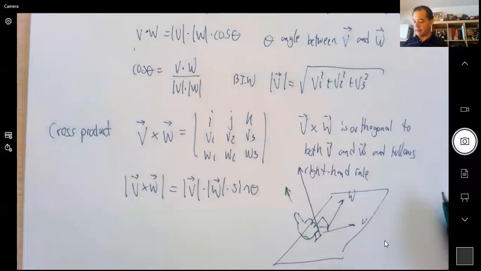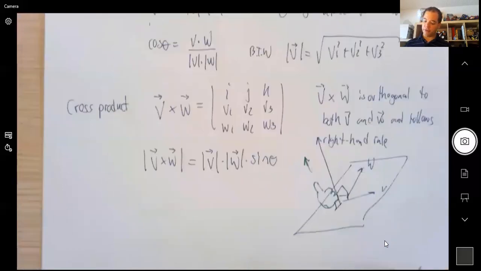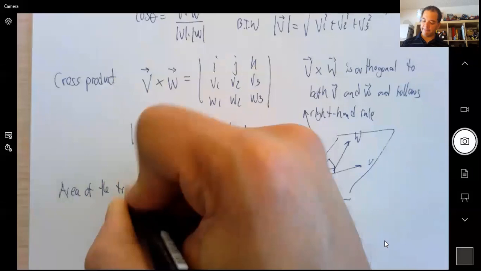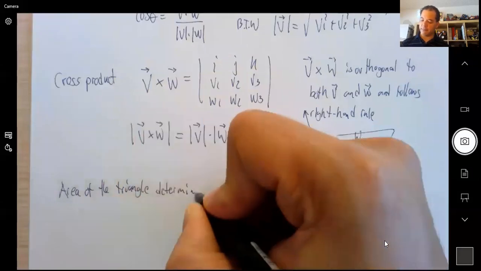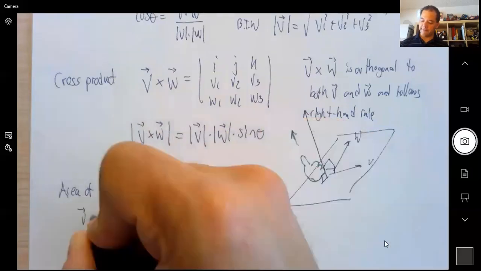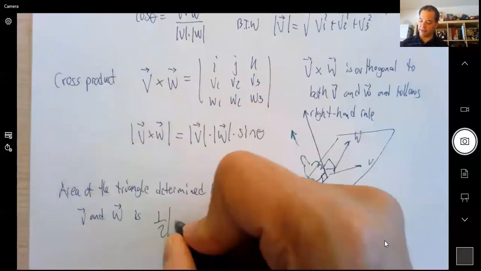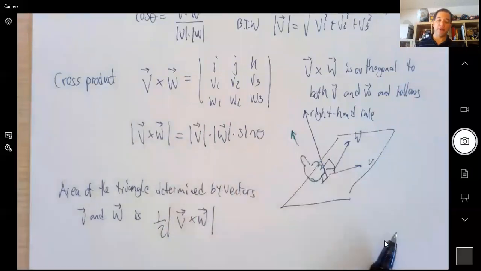Oh, and the cross product also gets the area, so that's another important thing about it. The area of the triangle determined by vectors V and W is 1/2 of the magnitude of V cross W. And if you want the parallelogram, it's without the 1/2. Okay, that is essentially a summary.